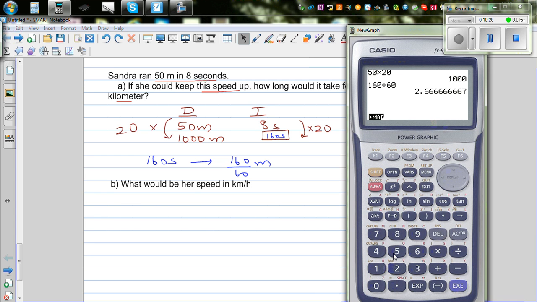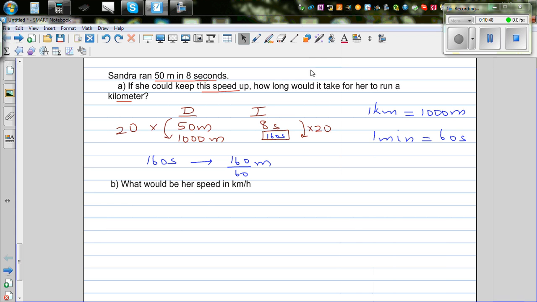Or you can go like this, 160 ABC 60. And this is 8 thirds. I don't know how to do that on the calculator. This is 8 thirds to be exact. This is 2.6 recurring minutes. Or this is 8 thirds minute. Or this is 2 and 2 thirds minute. Okay, that's how much time you require.